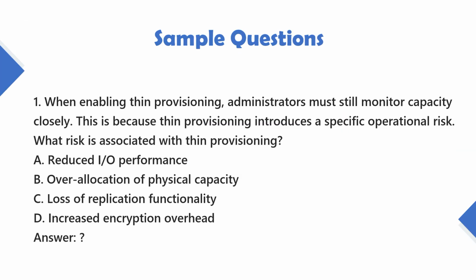1. When enabling thin provisioning, administrators must still monitor capacity closely. This is because thin provisioning introduces a specific operational risk. What risk is associated with thin provisioning? A. Reduced I/O performance. B. Over-allocation of physical capacity. C. Loss of replication functionality. D. Increased encryption overhead.